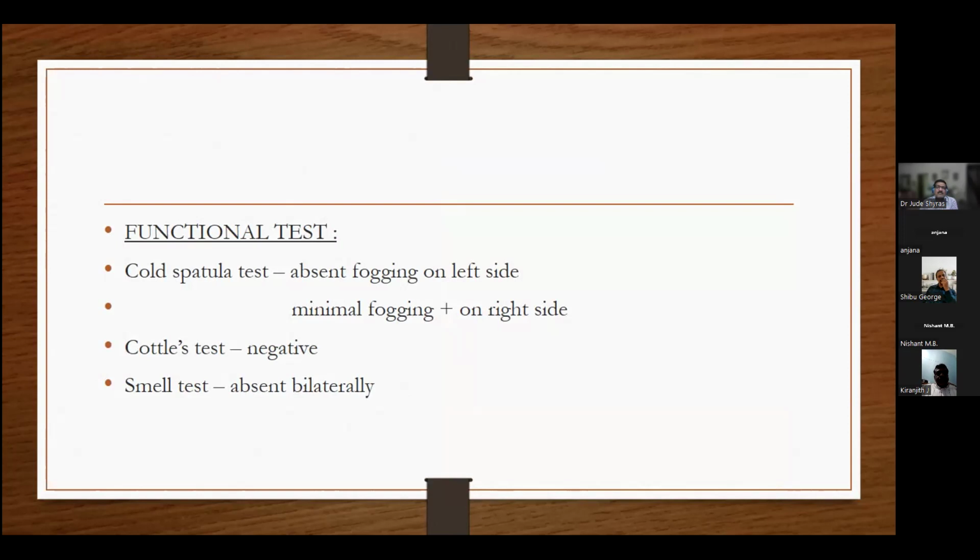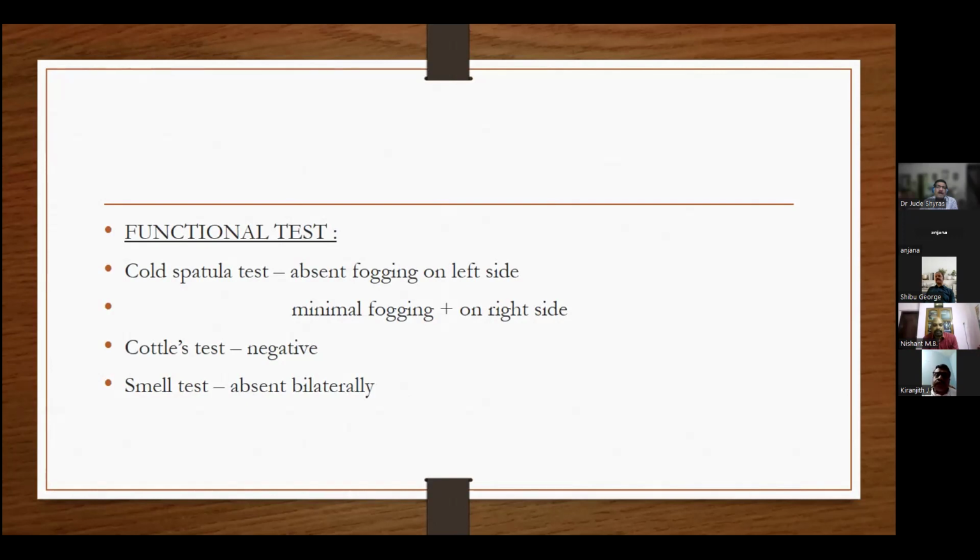A cool tongue spatula is brought in front of the nose and the patient is asked to breathe out normally. We place a cold spatula just in front of the nose, and then you are looking for condensation.